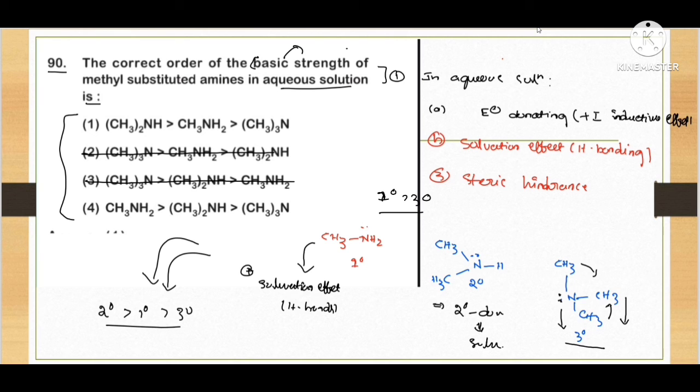Now let us verify the given options. Here, primary greater than secondary greater than tertiary. Option 4 is also eliminated. Here you are left with option 1. It has secondary greater than primary greater than tertiary. Secondary, primary and tertiary. So option 1 is our correct answer.